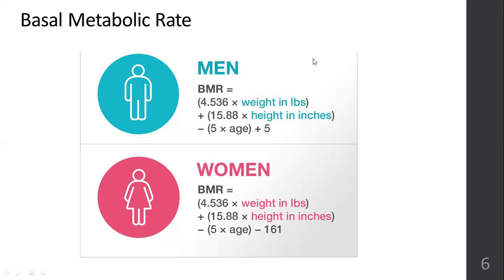Men and women have a different BMR. The way you calculate BMR for men and women is different. Why? Hormones influence your basal metabolic rate. The amount of lean muscle that you have influences your basal metabolic rate. So definitely men and women are different on these two biological terms.